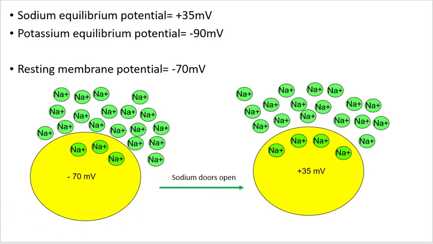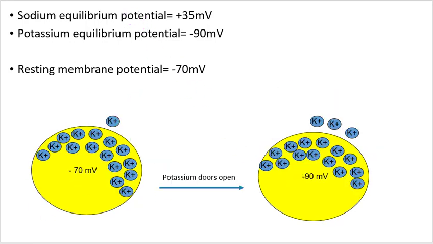So these two slides: once I open sodium doors, sodium reaches equilibrium, and the measurement is plus 35. Once I open potassium doors, potassium leaves, it reaches equilibrium, and the measurement now is negative 90. Both of those started at rest, which was negative 70 millivolts.